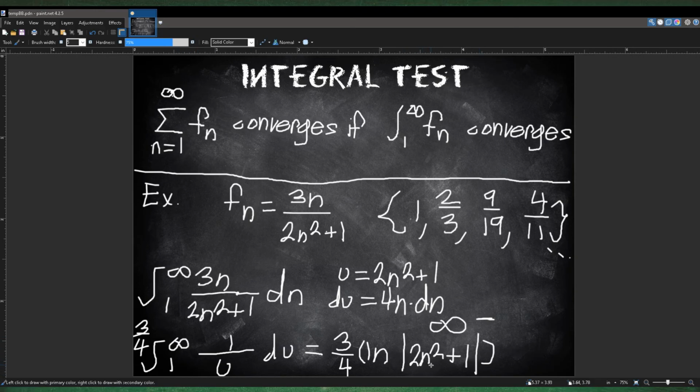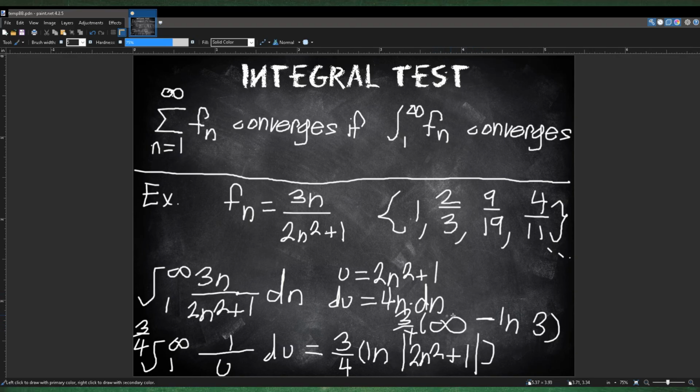So 2 times 1 squared is 2. 2 plus 1 is 3. So ln of 3. And then we have to scale that up by 3/4. So the integral from 1 to infinity of 3n divided by 2n squared plus 1 is equal to 3/4 times parentheses infinity minus ln of 3.